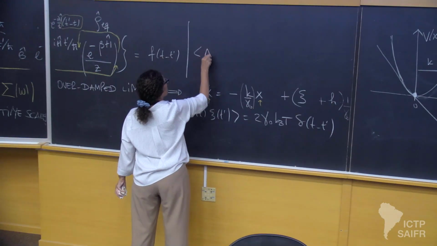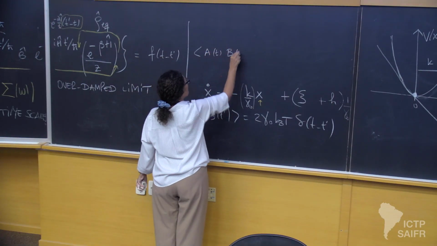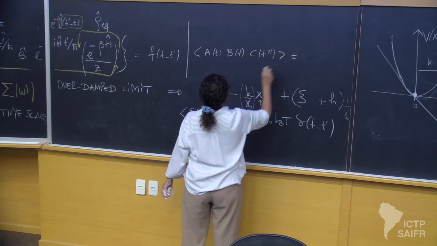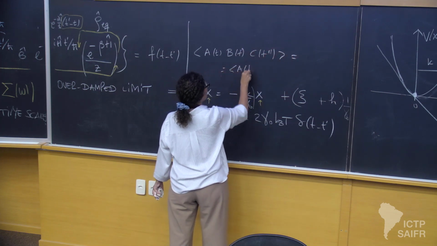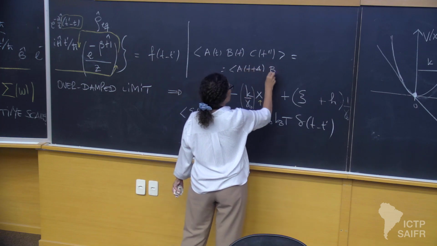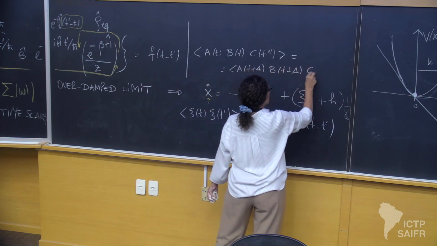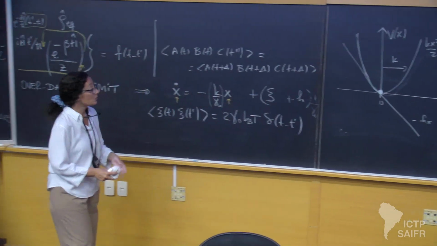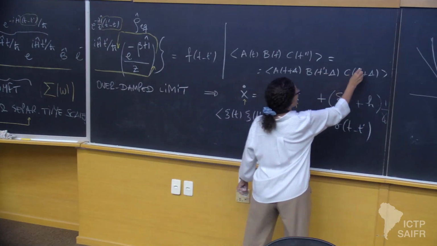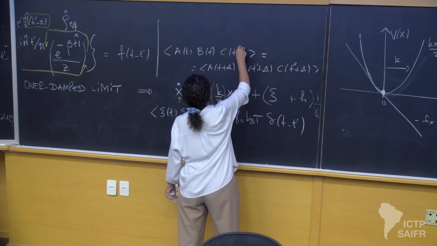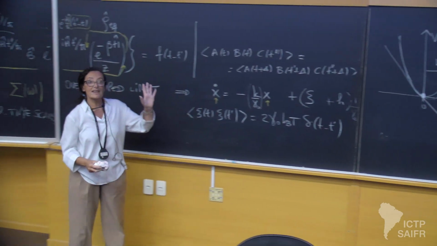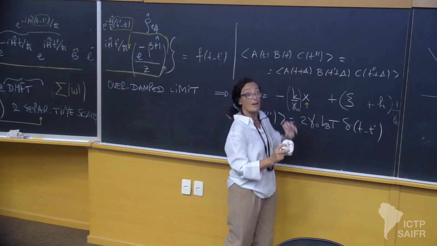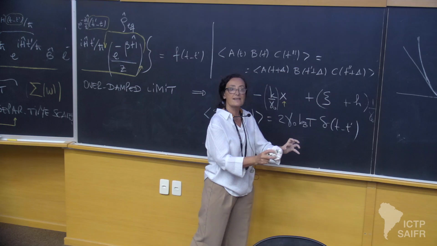is that, if you do A of t, B of t prime, C of t second, this will be the same as A of t plus delta, B of t prime plus delta, C of t second plus delta, and so on and so forth if you have more operators. So you translate time by the same amount: you translate this, that, and that one by the same amount delta, and the result should be the same.